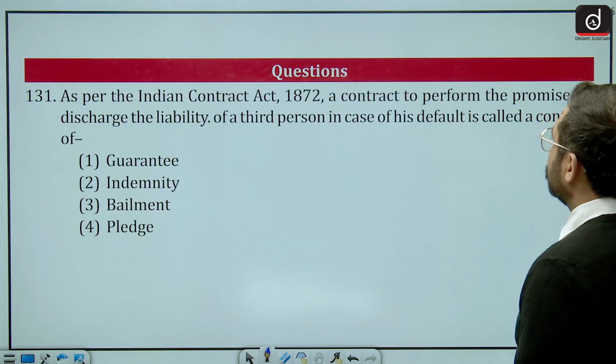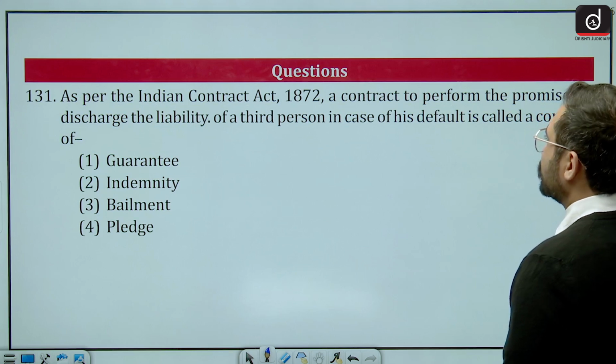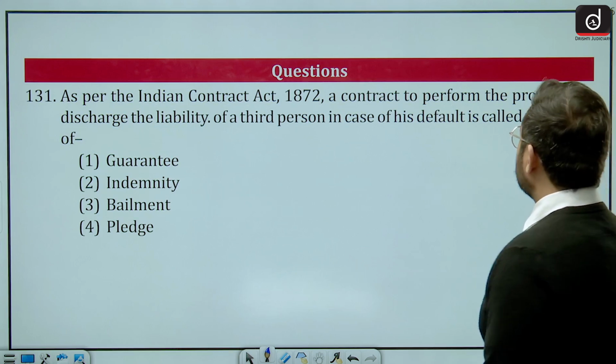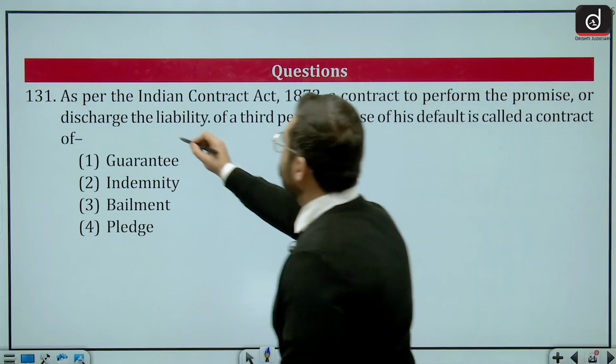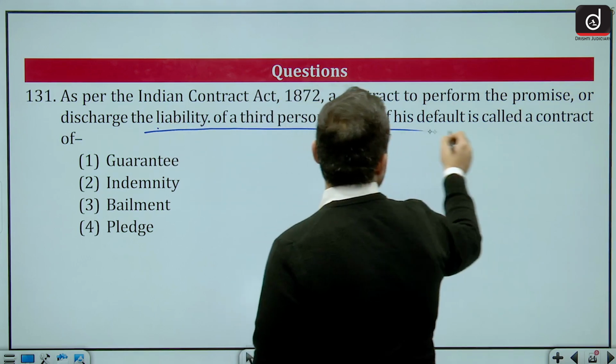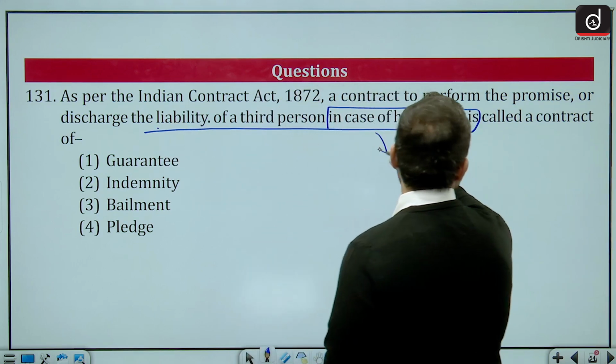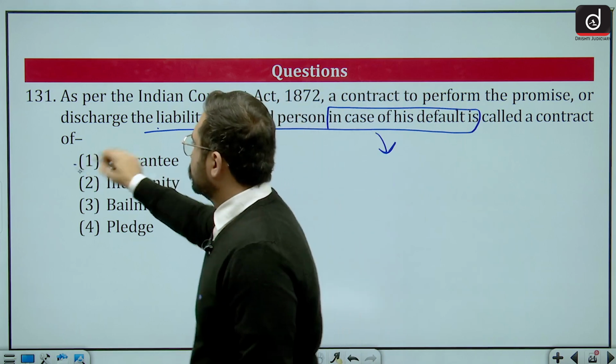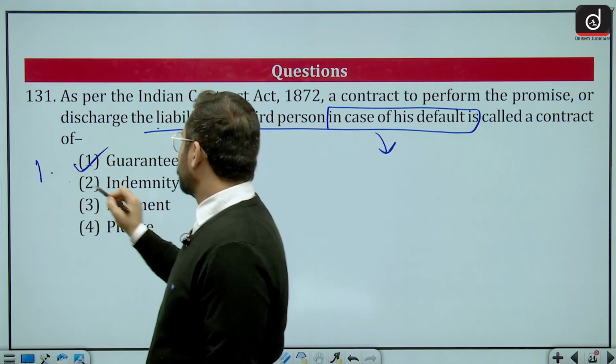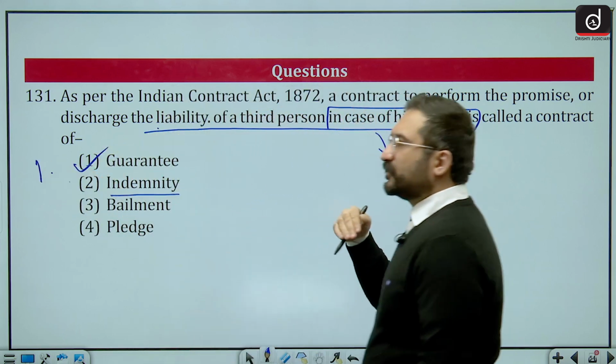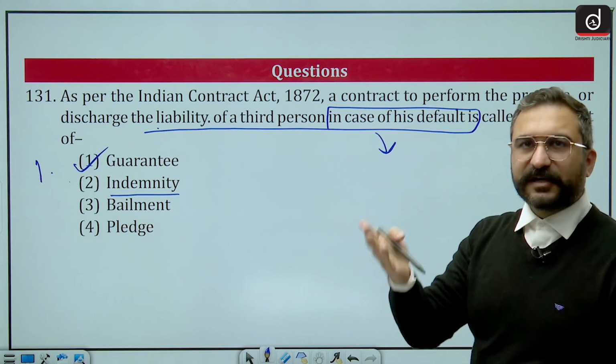As per Indian Contract Act, a contract to perform the promise or discharge the liability of a third person in case of his default. ये हमेशा ध्यान रखना. To discharge the liability in case of default, जब भी ये आ जाए तो ये guarantee का contract है. To make good the loss is indemnity, but in default to discharge the liability is guarantee.